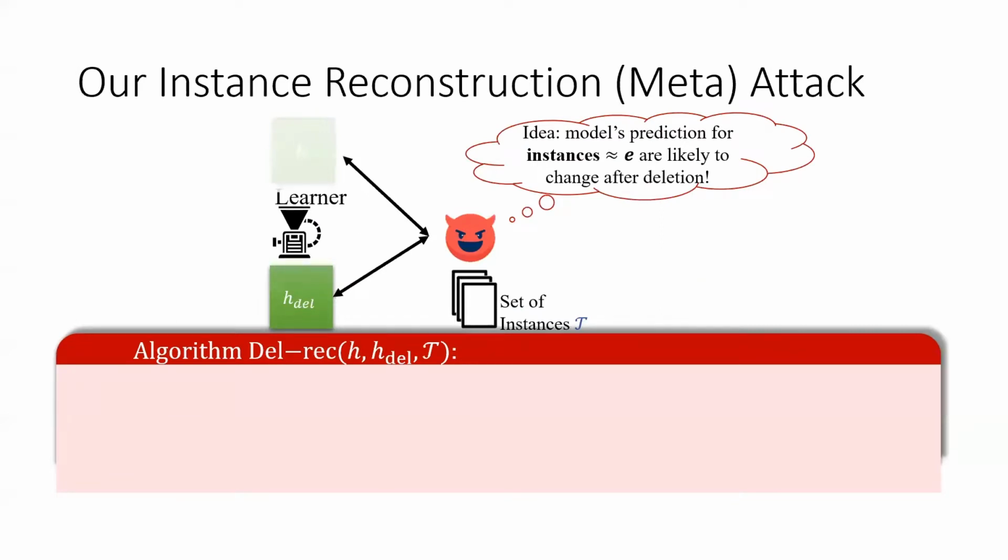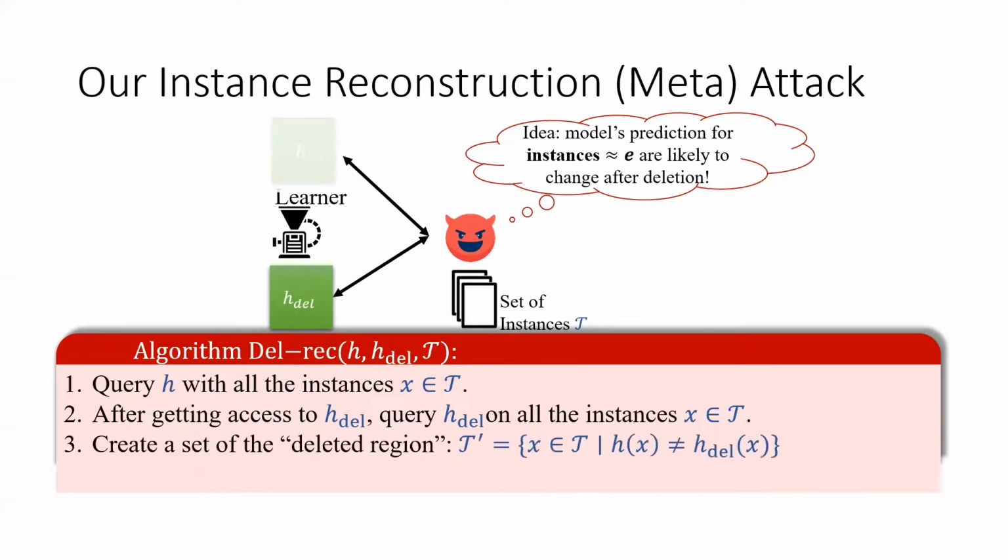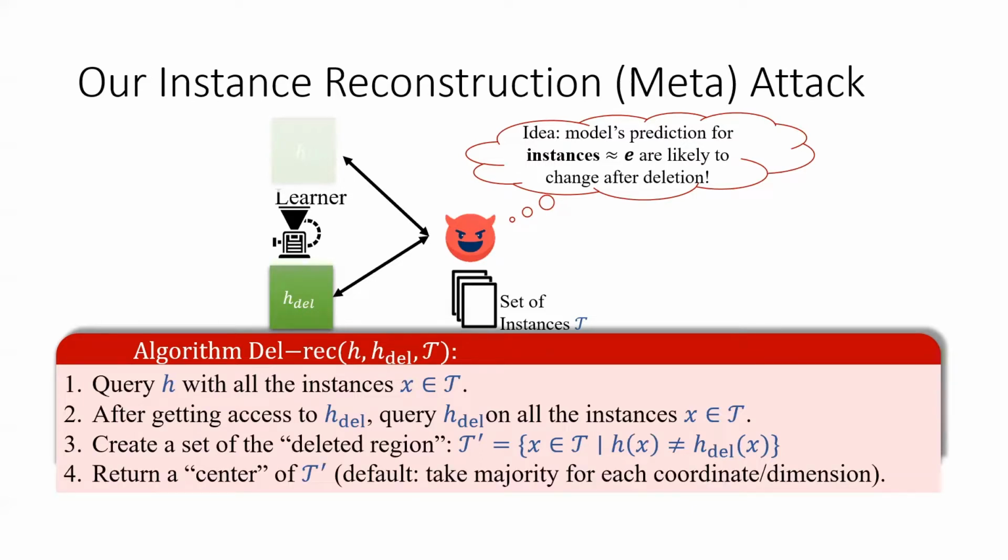Now we present a reconstruction attack that is based on the intuition that the outputs of the instances around the deleted example E are likely to be different after deletion. The adversary first composes a set of instances T, which can be obtained from auxiliary instances from the data distribution, or just random sampling from the input space. The adversary first queries the model with all the instances in T. And after getting access to the deletion model, it queries all the examples on the deleted model. The adversary then creates a subset of T, which includes all the instances whose prediction label changed, as the deletion region T prime. The attacker then computes the majority of T prime.